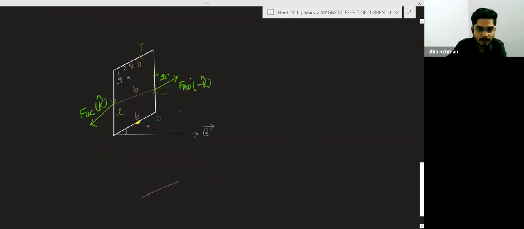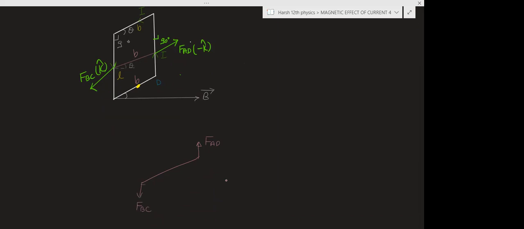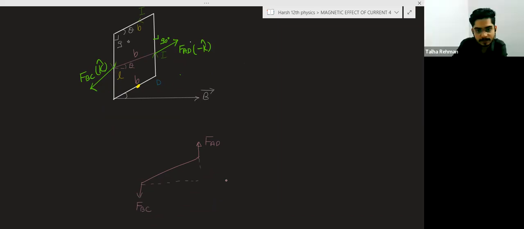See how this will be. This is your B, and your FAD force is acting like this, in the inward direction. And this is your FBC. And what will this angle be? This angle will be theta. And this is the point about which the coil is rotating. Here is some axis, and about this axis the coil is rotating.